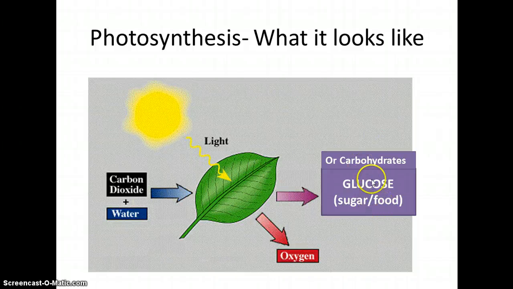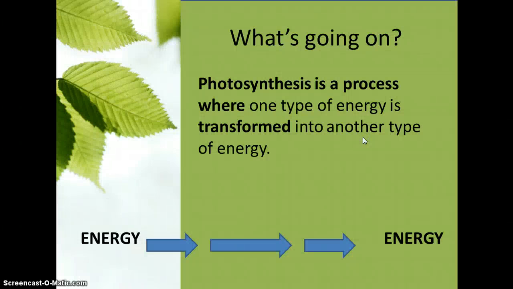Just want to point out that when the plant makes that food for itself, besides calling it glucose, I could also say that it's carbohydrates. You should remember from when we talked about Unit 2 and the digestive system, that carbohydrates are basically just long chains of sugar and glucose. So many names for the same thing.